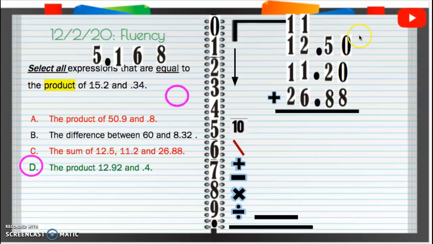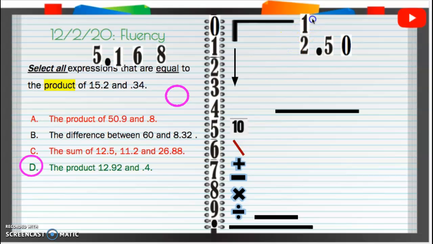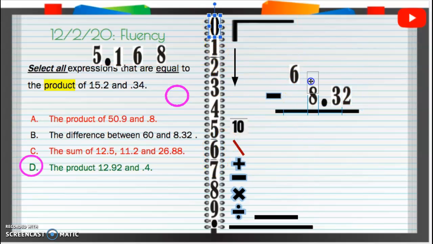So we have a difference, meaning we're going to subtract. All right, so when we subtract, do we have to line up our decimals? Yes, we do. So I'm going to put that 8 and 32 hundredths on the bottom here because the bigger number is going to go on the top. So 60. How can I turn 60 into a decimal? Well, if you work and get $60, it's 60.00. So you can put those placeholders there.